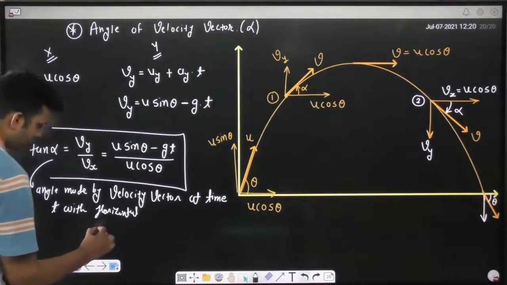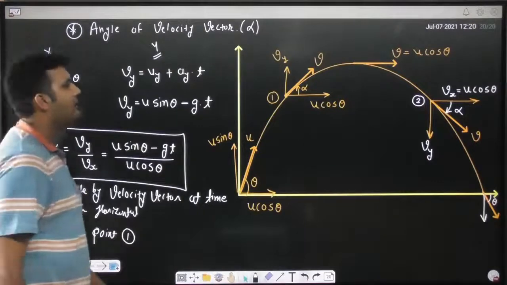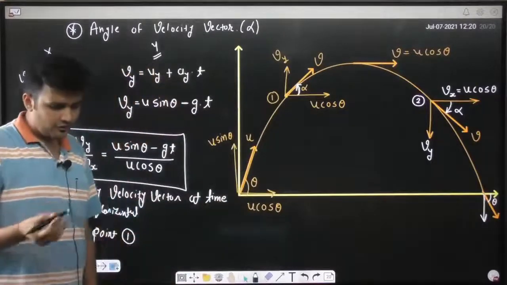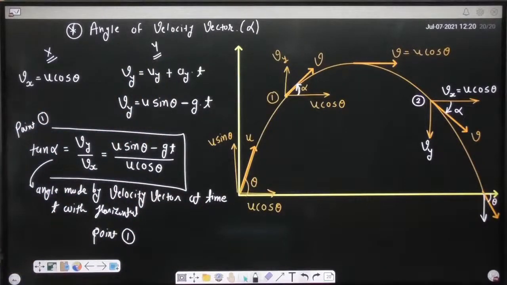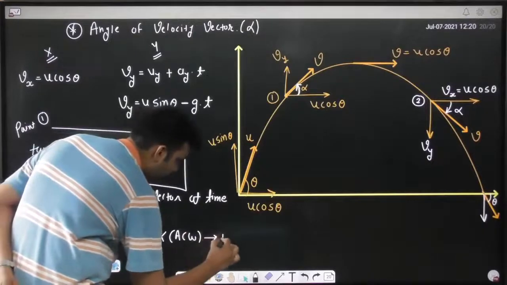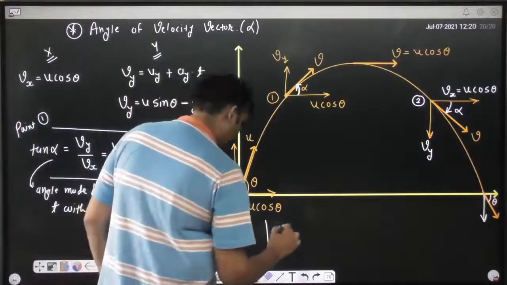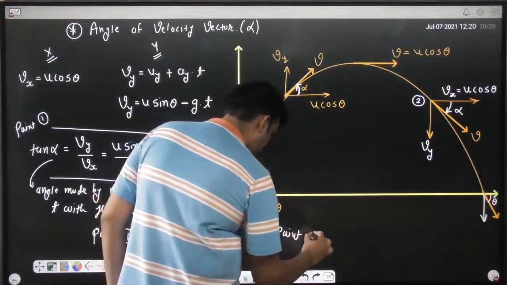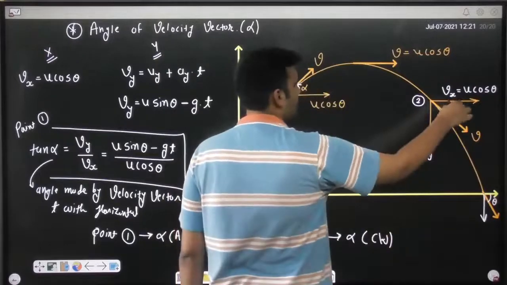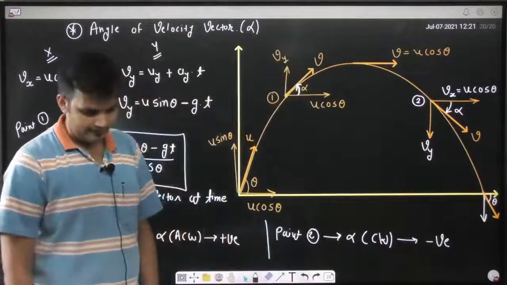For example, if you are discussing point 1, see the measurement is in the anti-clockwise sense. You have measured anti-clockwise, yes or no? If you are measuring anti-clockwise, your alpha is measured anti-clockwise, then you should take it to be positive. Whatever angle comes, we will write it as positive. And for point 2, your alpha is measured in the clockwise sense. See, clockwise. So you should take it negative. Yes or no?